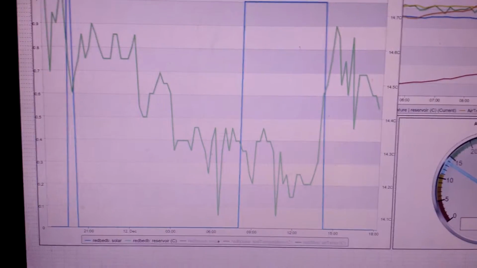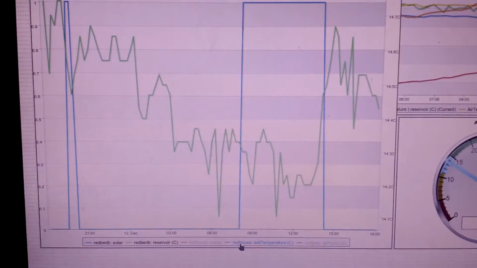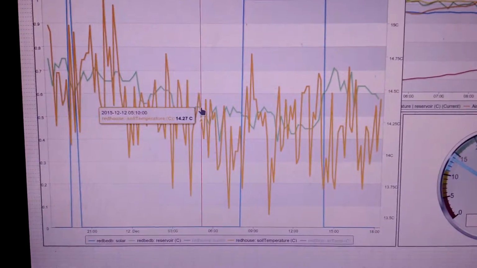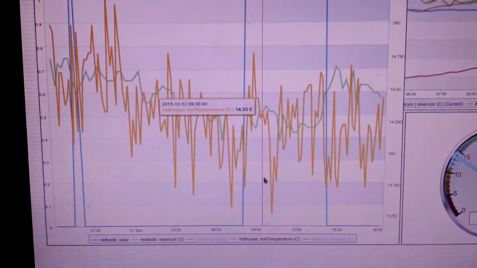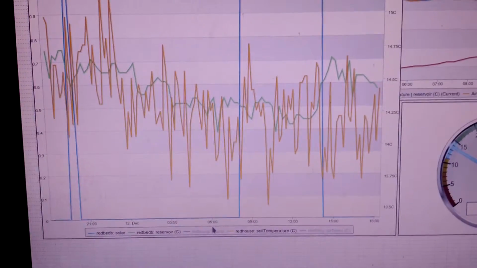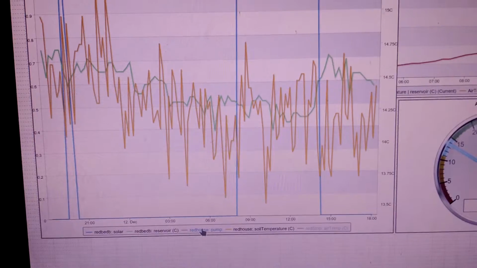We can toggle on more of the automation system. We can show how the soil temperature correlates with the reservoir temperature, and the soil temperature just bounces up like crazy. I need to fix that. It's an electrical noise issue.